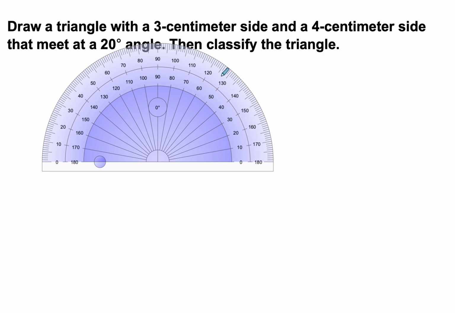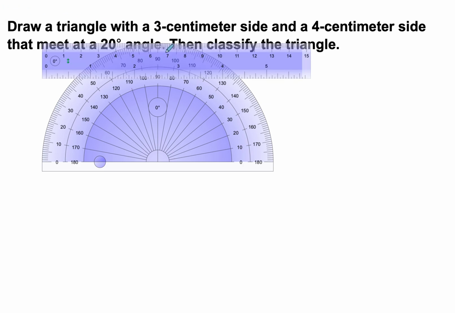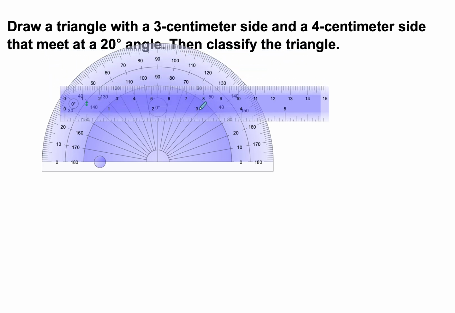So draw a triangle with a 3 centimeter side and a 4 centimeter side that meet at a 20-degree angle, and then classify the triangle. So the hard thing about this for me is that I don't exactly have all the tools that I need to measure it exactly, but I'm going to try the best that I can.